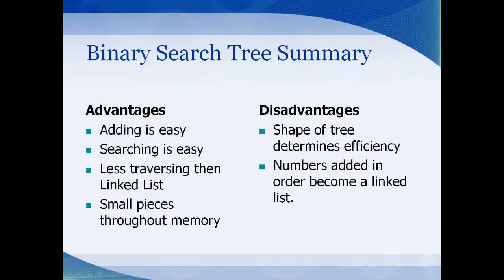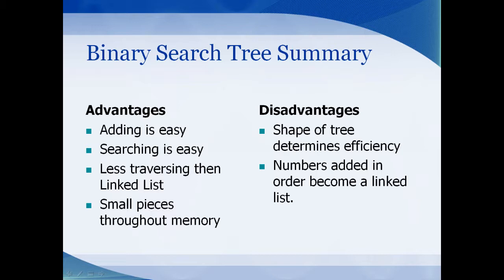Now the disadvantages are the shape of the tree. If the tree is really lopsided, it's going to be less efficient. For example, what if you enter the numbers 0, 1, 2, 3, 4, 5, 6 into that binary search tree? It basically becomes a linked list, and each node just points to the next. Every node has just one child node, if that makes sense. Searching would be less efficient than a linked list in that situation. So a binary search tree's efficiency depends on the order that the data is added.